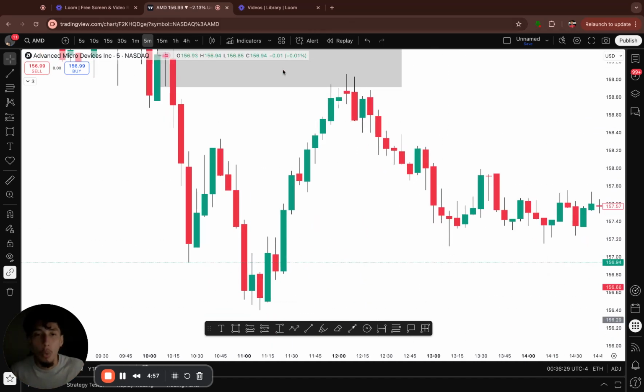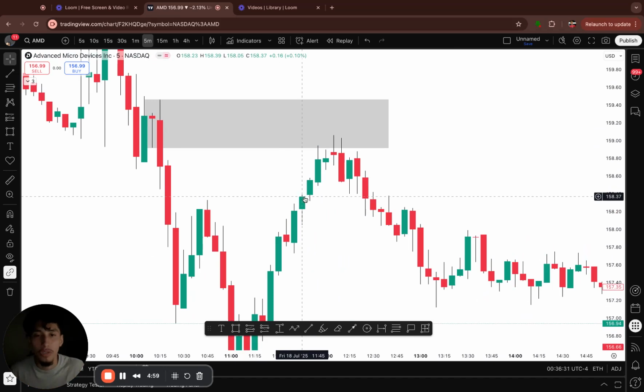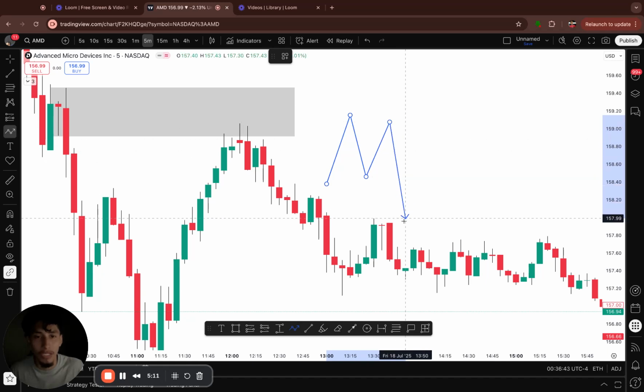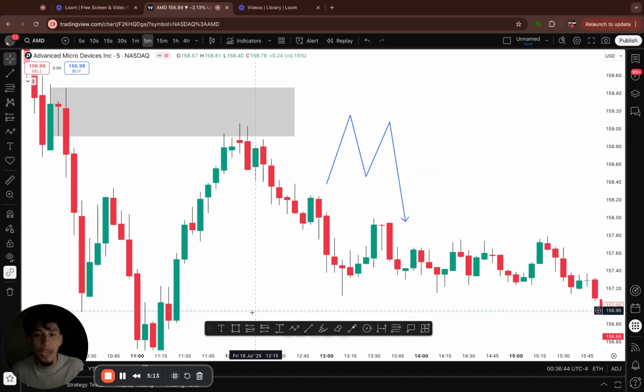Okay, so what I like to do when it comes to confirmation entry is look for something like this. I like to look for a tap into that zone, and then a supply zone creating itself on the lower time frame, and then a tap back into that lower time frame supply zone, and then a rejection, something like this. And as you can see, we have that right there.